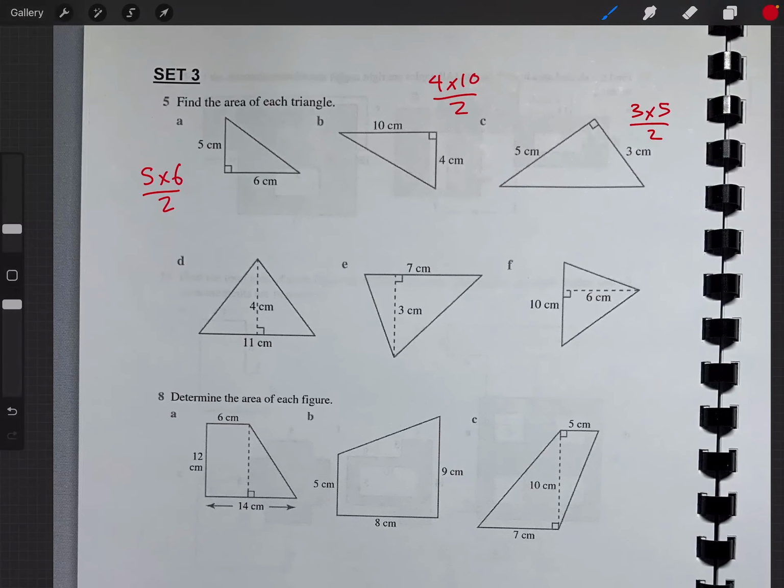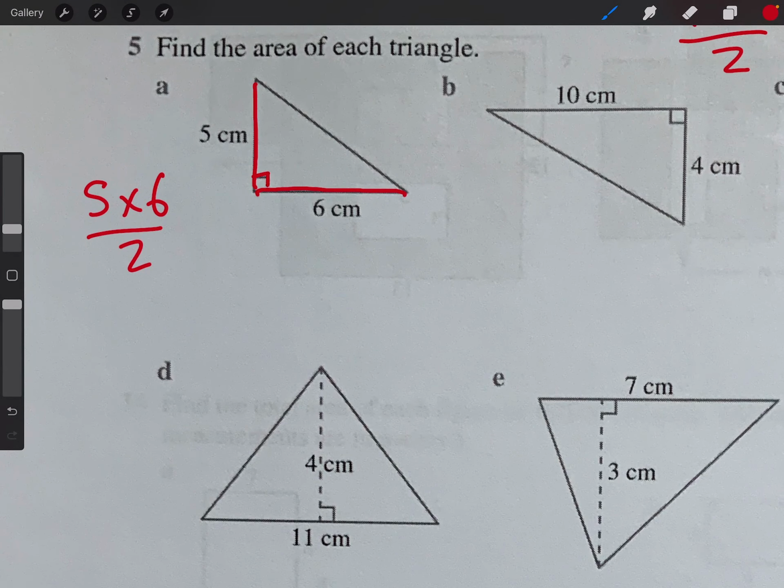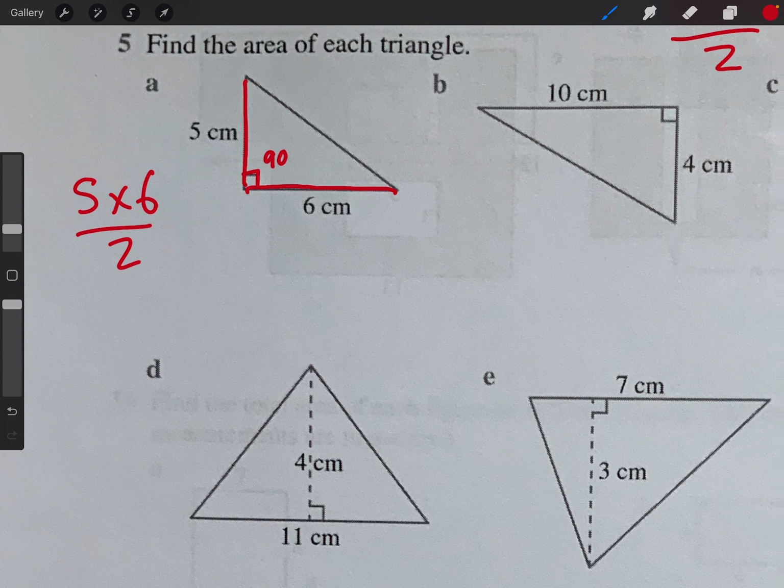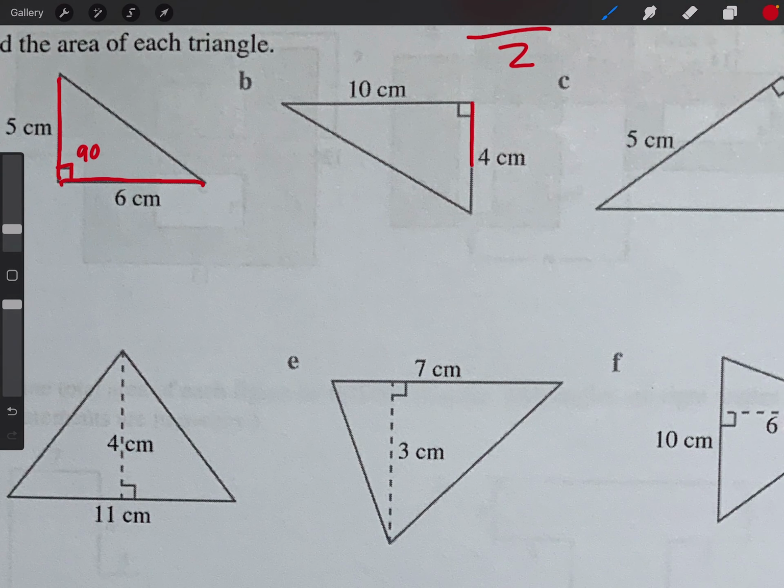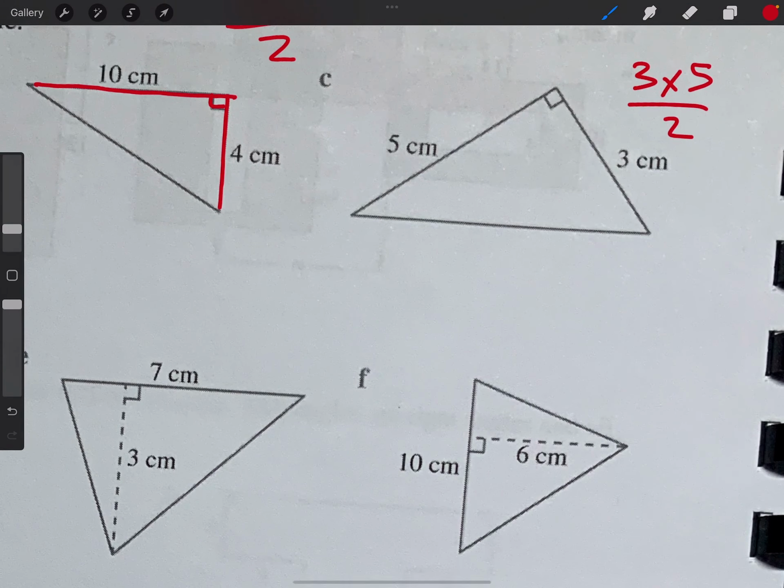Now to find the area of a triangle, all you have to do is multiply the two lengths that are perpendicular to each other. What I mean by perpendicular is they meet at 90 degrees. This is 90 degrees. These two lengths also meet at 90 degrees, and these two lengths here also meet at 90 degrees.